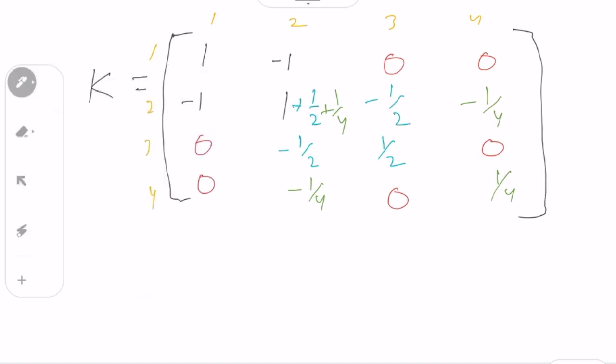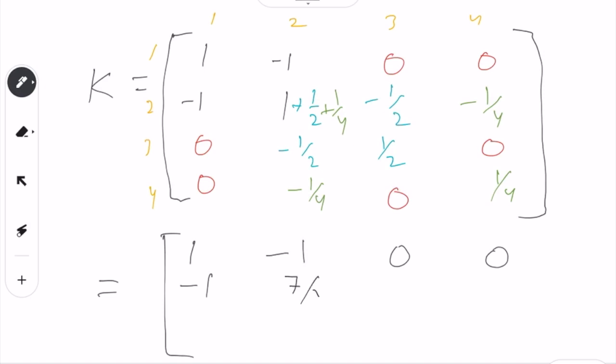We can add them and we finally get K equal to 1, minus 1, 0, 0, minus 1, and then you have 1 plus 1 over 2 plus 1 over 4. So we get 7 over 4. So we write 7 over 4.